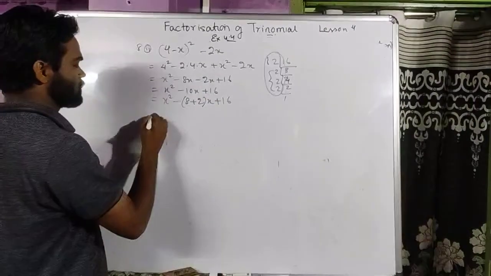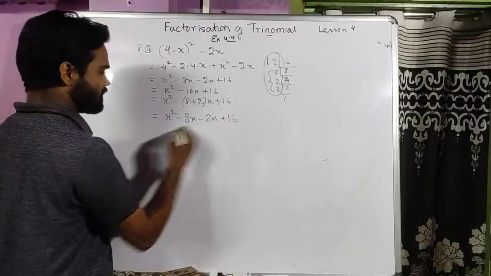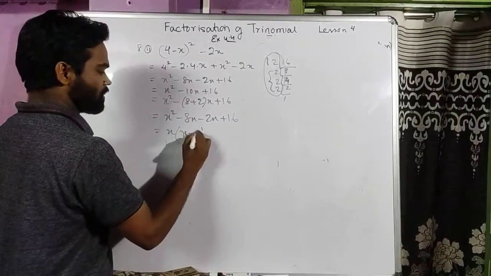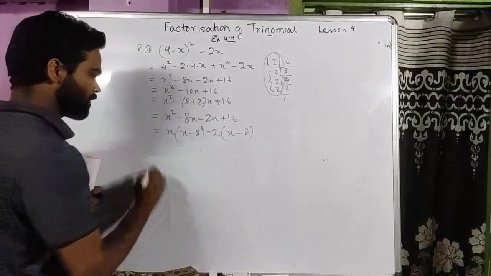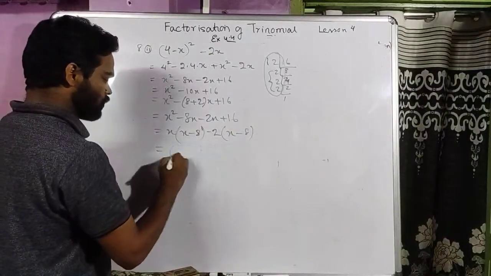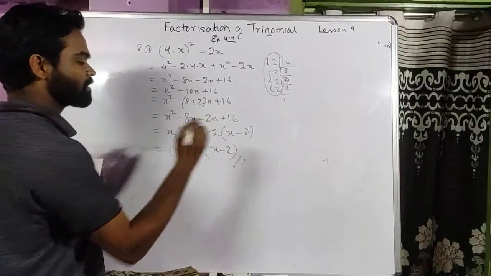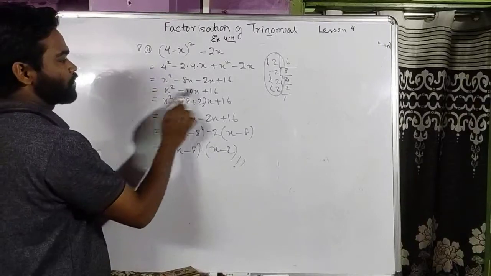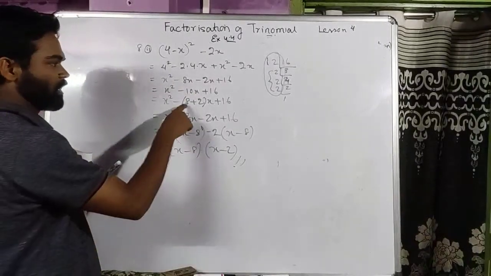Now we'll open the brackets. So this becomes x square minus 8x minus 2x plus 16. X taken common, x minus 8, minus 2 taken common, x minus 8. Now between these two, x minus 8 taken common. So what is left? X minus 2. Hence factorized. Okay, be careful. Both were positive. So this will be expressed as the sum of two numbers. Okay, 8 plus 2.